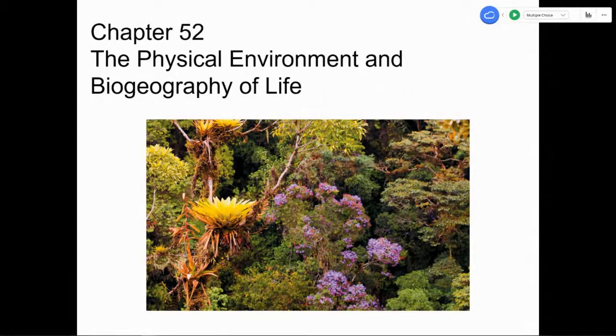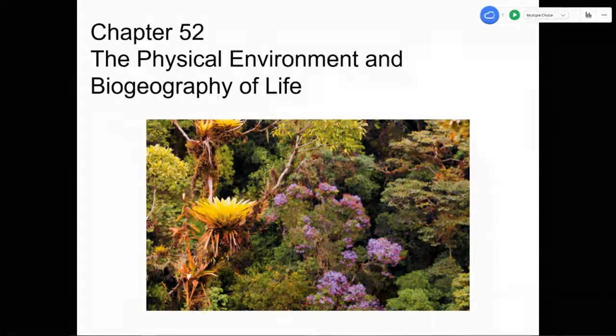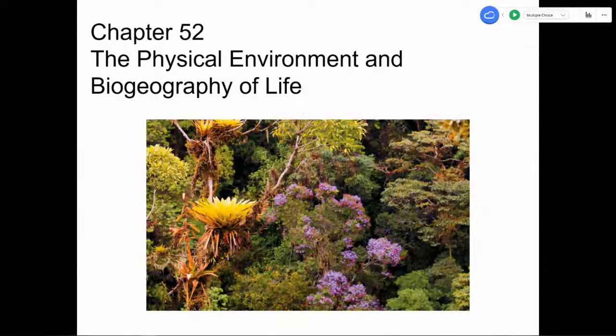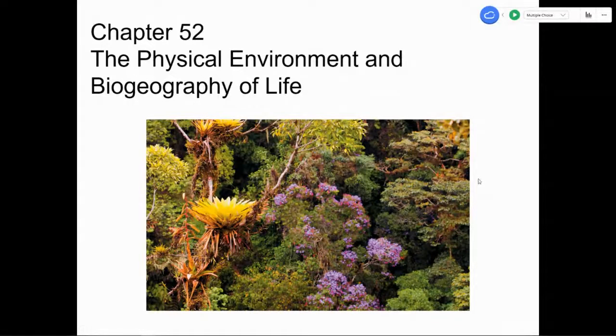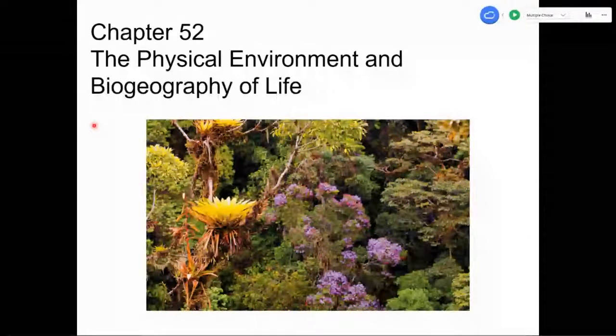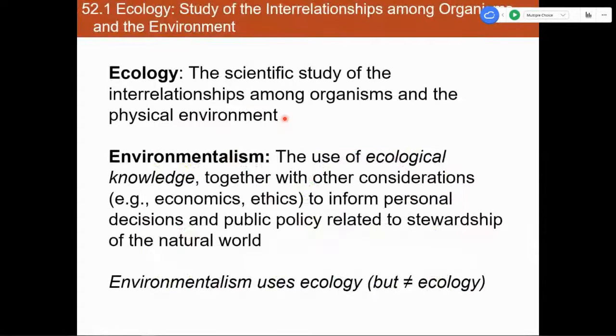Now what we're moving on to is the first of the lectures that we have for the remaining semester. I'm just looking at my list above my computer here. So we've got 2, 4, 6 lectures to go, and all of those are in ecology. And this is the first of those lectures in the ecology series, so called Ecology 1. This is on chapter 52 in the book, the physical environment and biogeography of life.